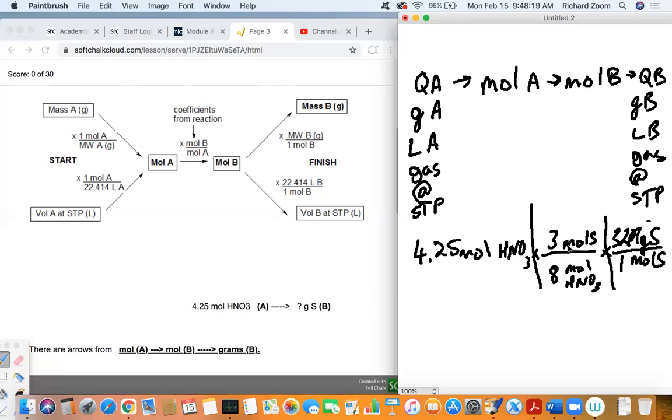Because these lines here are equality relationships in and of themselves. 32.07 grams of sulfur for every 1 mole of S, not every 3 moles of S. 1 mole of S is 32.07 grams, not 3 moles. Do you see what I'm saying? This is why you've got to take everything separately.